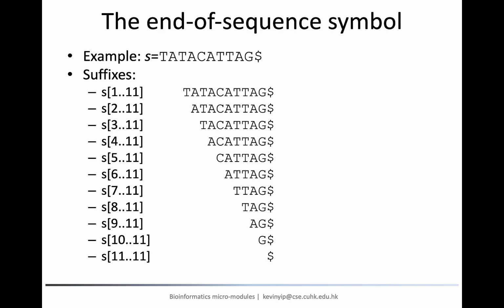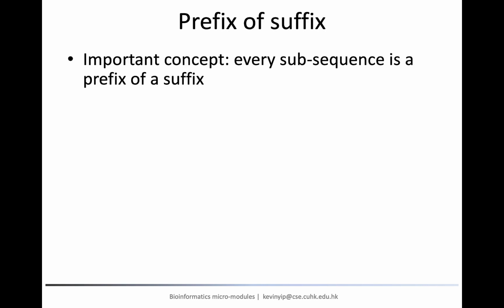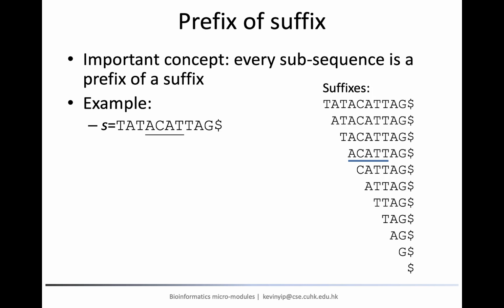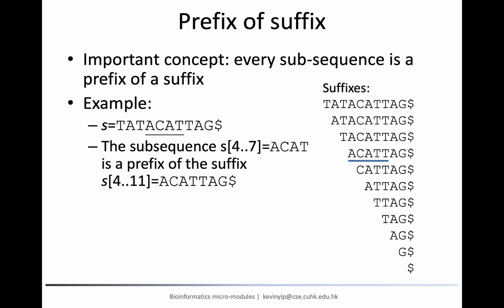After talking about prefix, suffix, and subsequence, now we want to relate these three terms by a simple yet powerful concept. The concept is that every subsequence is a prefix of a suffix. If you do not find it obvious, let's consider the subsequence ACAT of S. If we list out all suffixes of S, we see that ACAT is at the beginning of the fourth suffix of S. In other words, ACAT is a prefix of this fourth suffix of S.